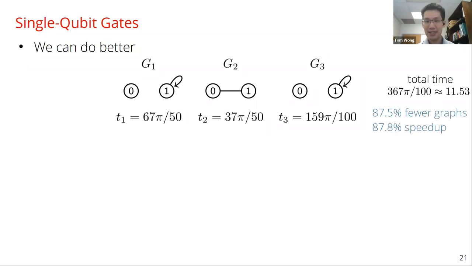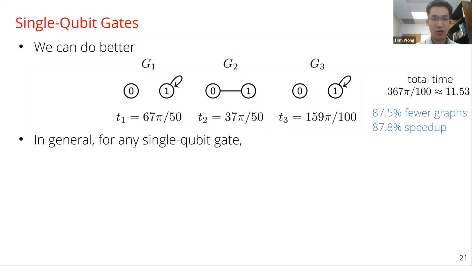And this is compared to the 24 graphs, that's almost 88% fewer graphs, and it's almost an 88% speed up in terms of the evolution time. So this is great. We can implement it in just three graphs. And the great thing about this result is that we can actually implement any single qubit gate with just three graphs. Any single qubit gate can be written as a rotation around the z-axis, the y-axis, and then the z-axis again of the Bloch sphere by angles lambda, theta, and phi.